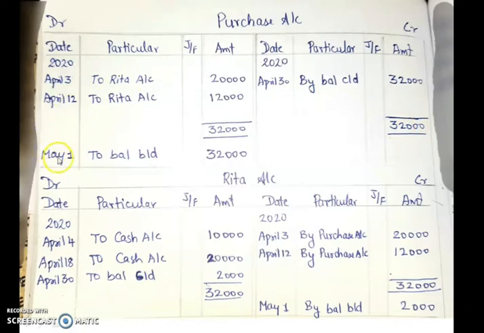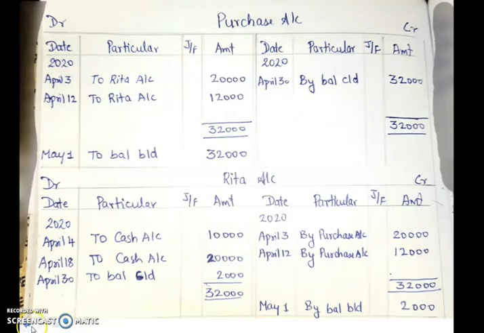Now on 1st May, the same amount that I have carried down, I will bring down. So what am I supposed to write here? To balance brought down. Okay, carry down will become brought down for the next day. April 30th is the last day of that month, and on the 1st day of May, I have to bring down the amount which you closed the previous day. So 32,000 I will bring down here. So this was about purchase. So my purchase account got closed.